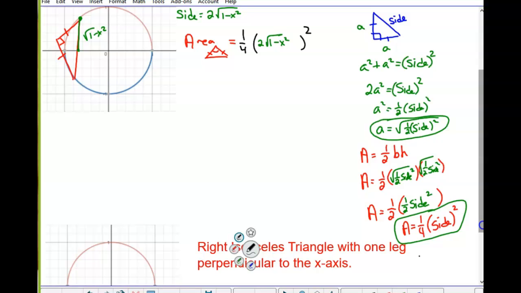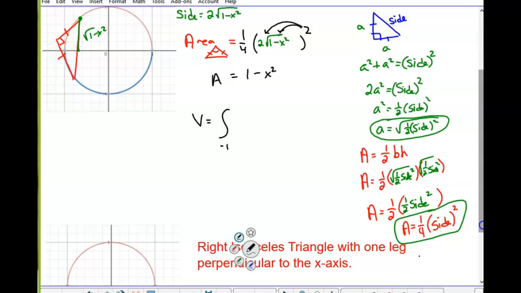And again, if we were doing this by hand, I would square each piece here, and this would be a 4, which would reduce the 1/4 out. And then the square here would get rid of the square root, and you would really be left with that, which is your area. Much friendlier, you can totally do this by hand. Right?